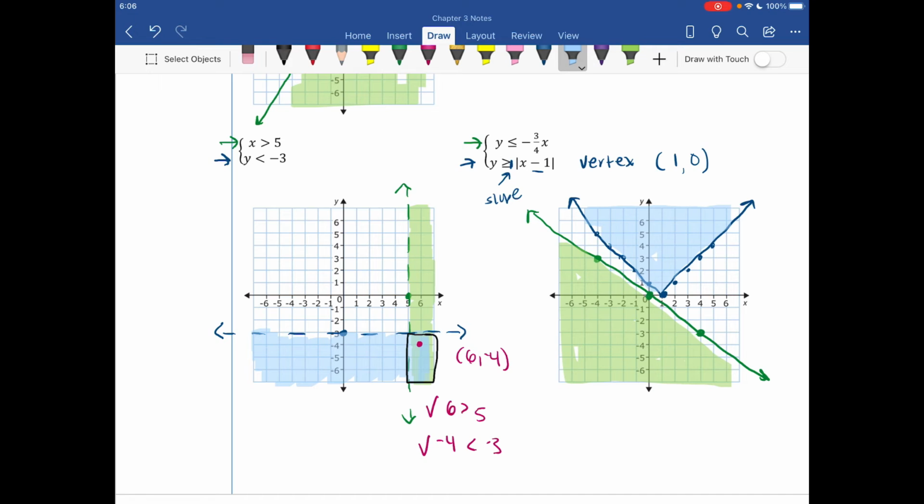Now you might be wondering, there is no overlapping region. What does that mean? If there is no overlapping region, then there is simply no solution to the problem.